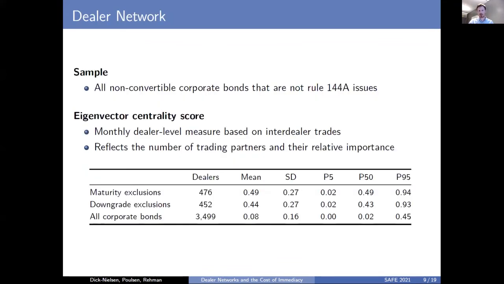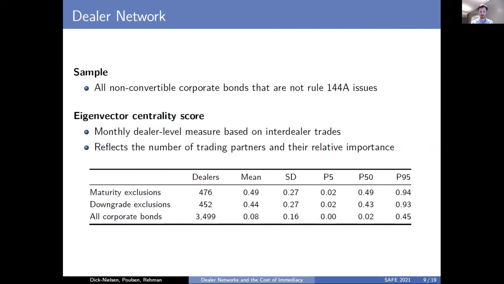We then use a sample of all non-convertible corporate bonds that are not Rule 144A issues to characterize the network structure. So the centrality measure we use is the eigenvector centrality score, which takes a value between 0 and 1, where 1 corresponds to the most central dealer. We compute this centrality measure at the end of each month for each dealer based on all interdealer transactions within that month. And this centrality score reflects both the number of trading partners, but also the relative importance of the trading partners.